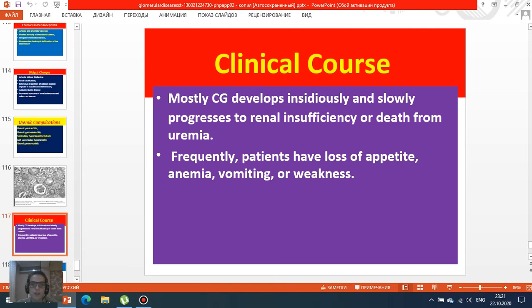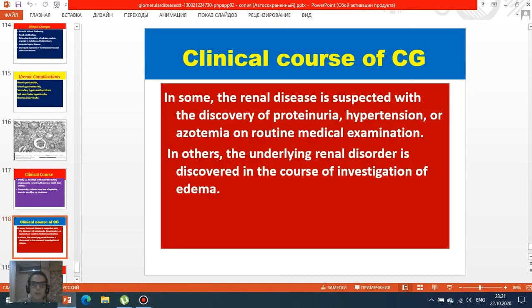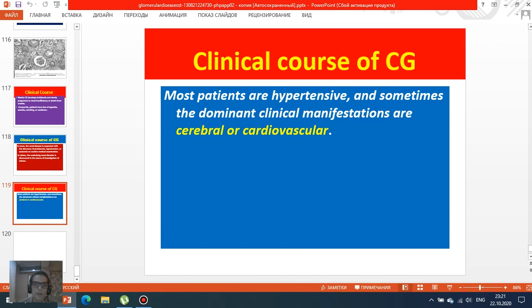Frequently, patients have loss of appetite, anemia, vomiting, or weakness. In some, the renal disease is suspected with the discovery of proteinuria, hypertension, or azotemia on routine medical examination. In others, the underlying renal disorder is discovered in the course of investigation of edema. Most patients are hypertensive, and sometimes the dominant clinical manifestations are cerebral or cardiovascular.